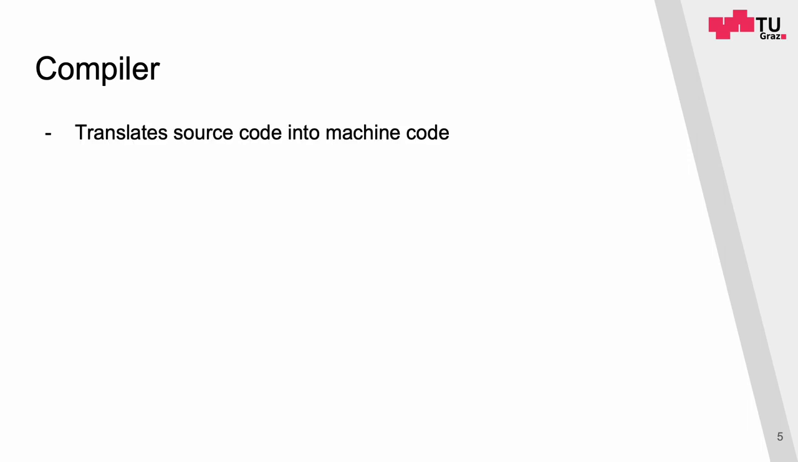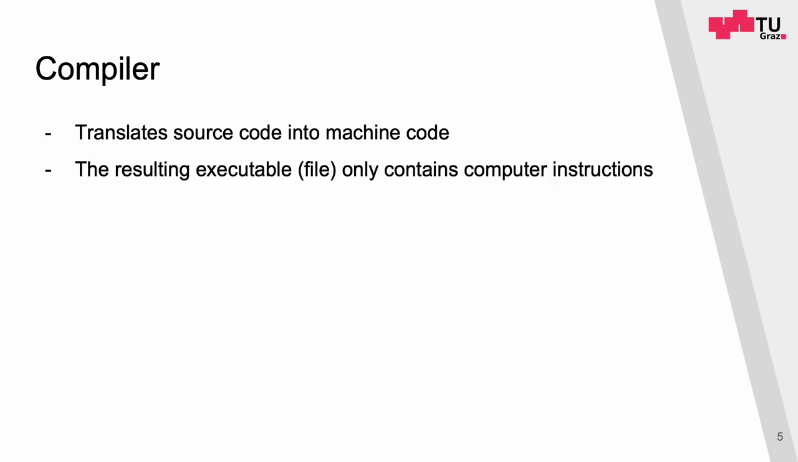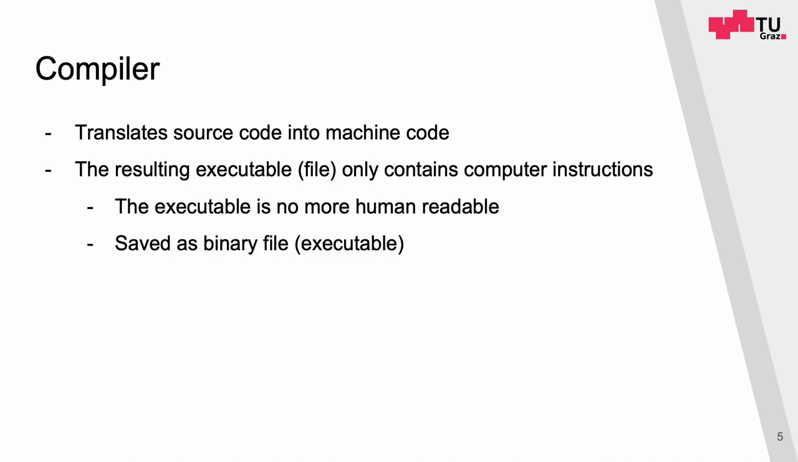So the compiler translates your source code or your text into machine code. And the resulting executable file only contains computer instructions. Those computer instructions are no more human readable, which means you cannot read them. And the resulting file is saved as a binary file on your hard drive.